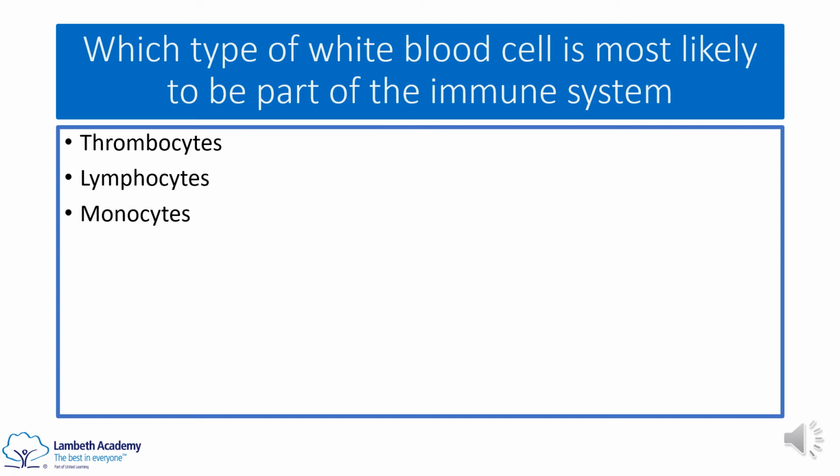Before we continue, I just want us to go over a hinge question. So give yourself about 5 seconds to pick an answer and then go on to the next slide. So which type of white blood cell is most likely to be part of the immune system? Is it A, thrombocytes, B, lymphocytes, or C, monocytes?